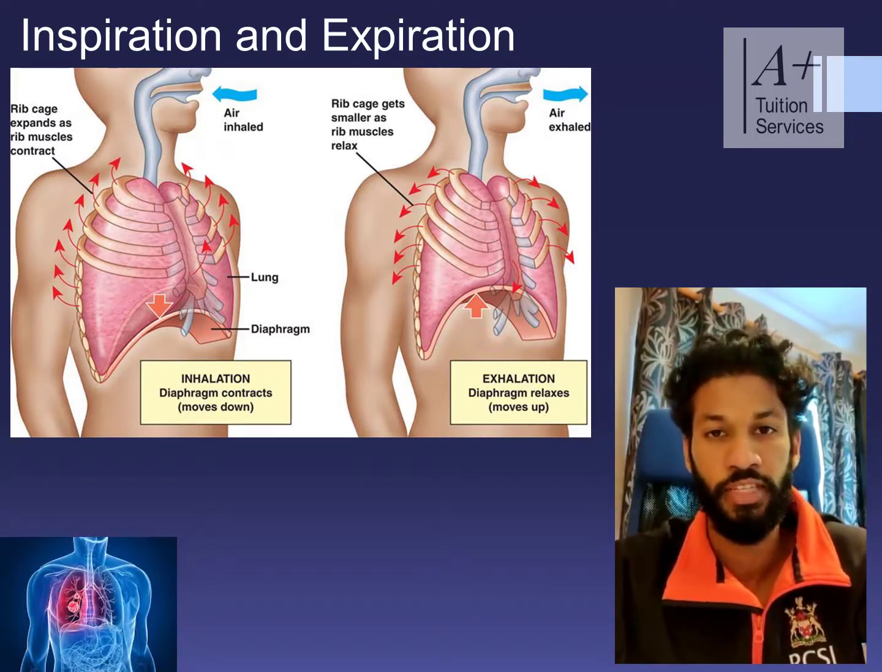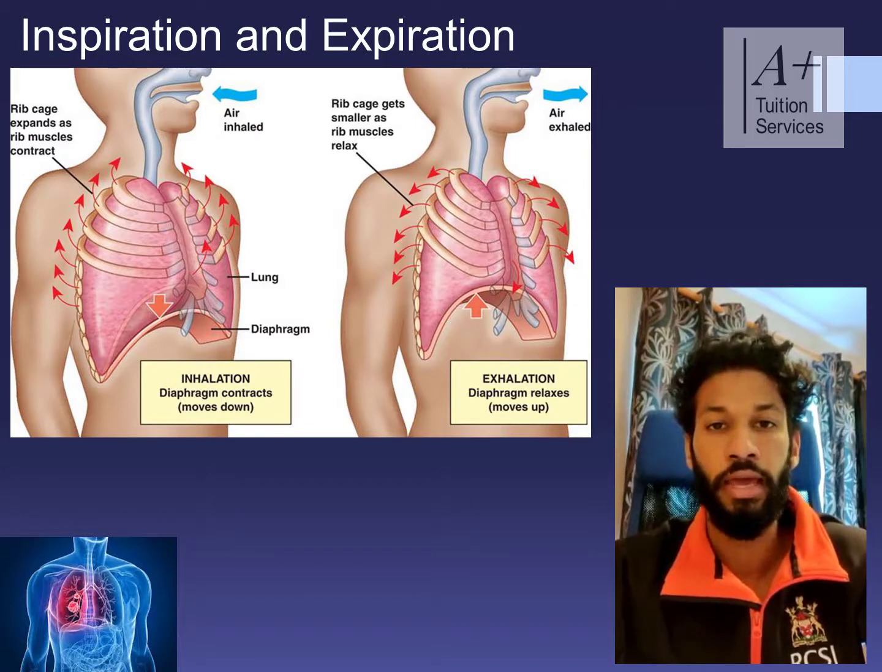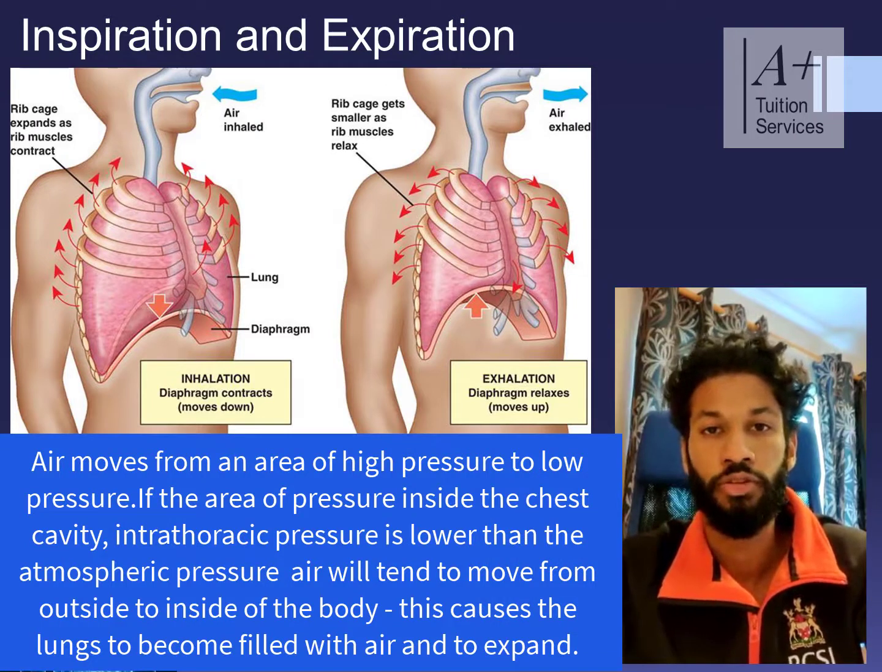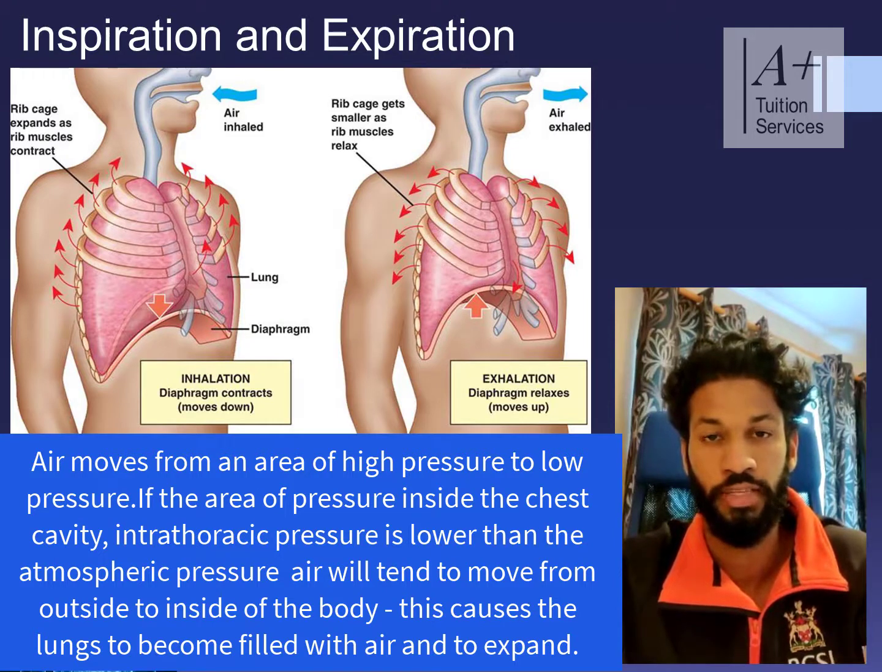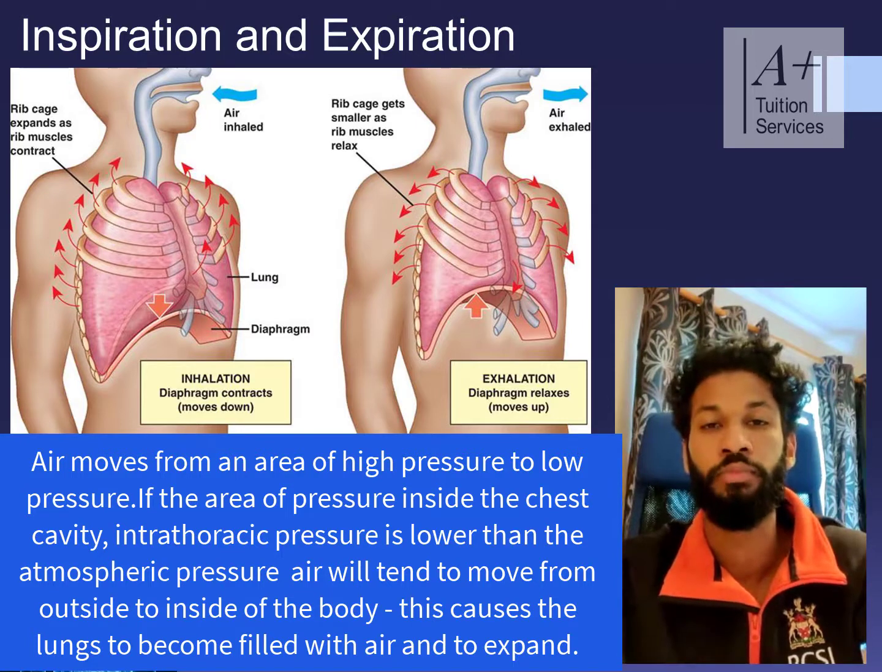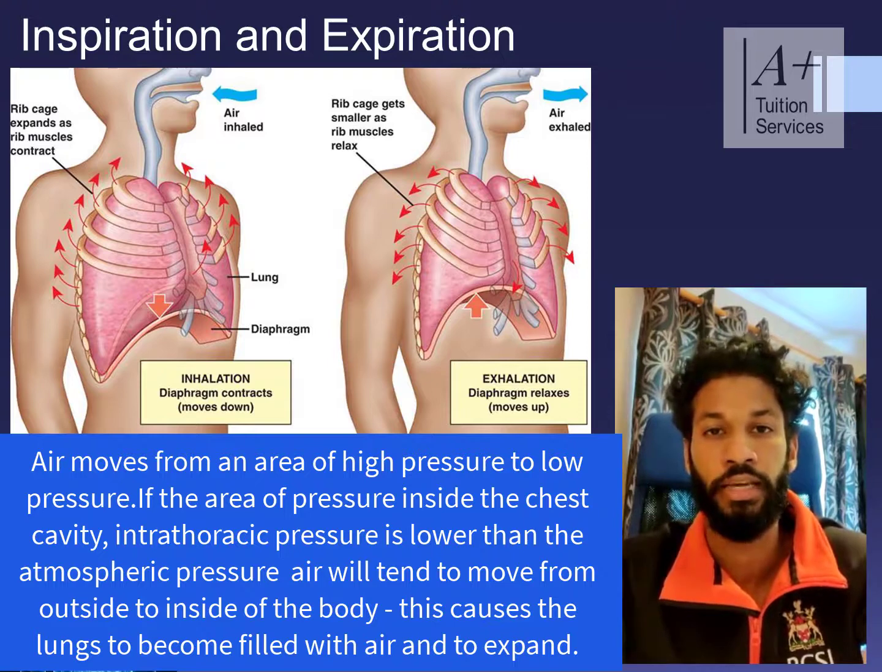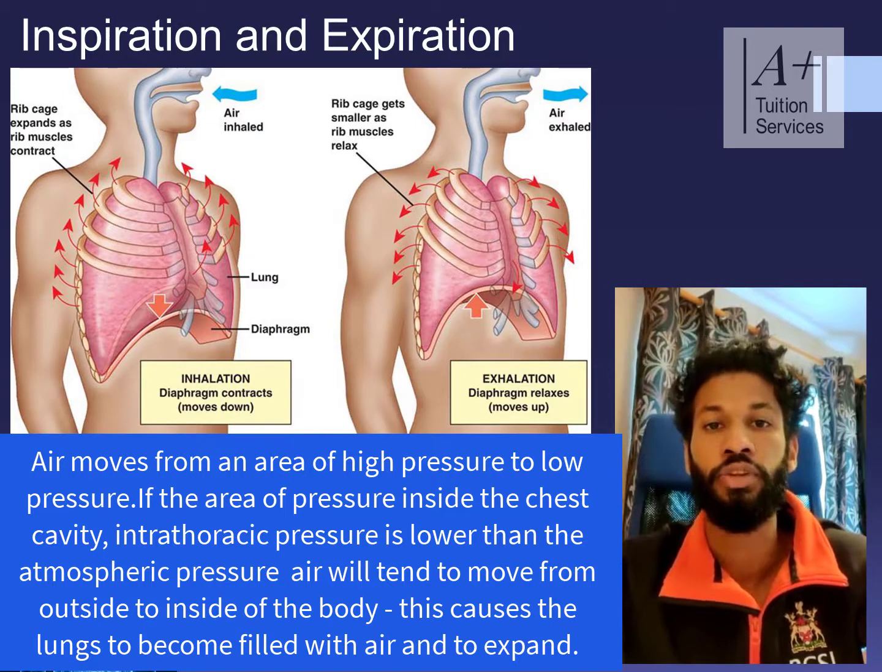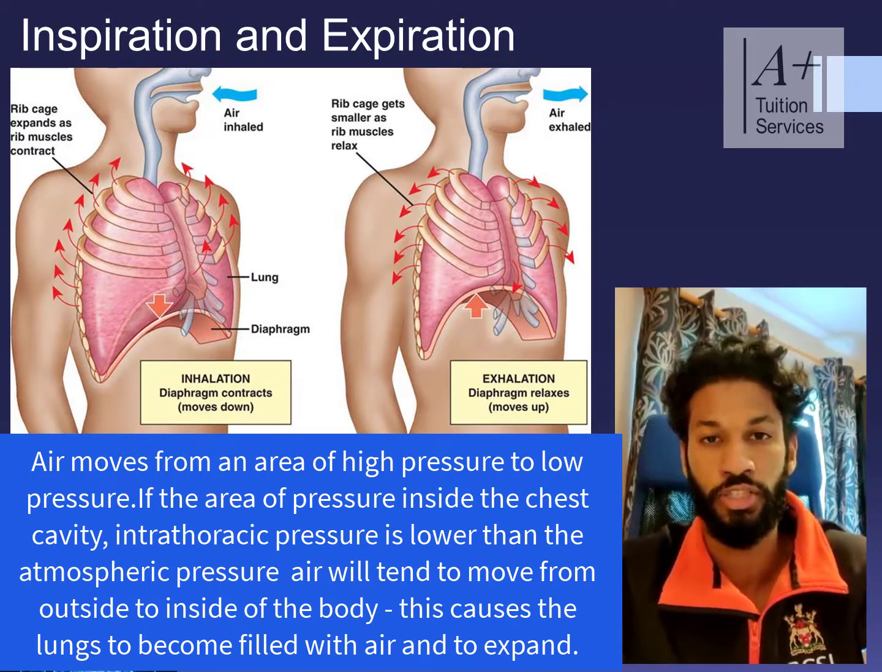I need to know a bit of physics for this part, because air tends to move from an area of high pressure to an area of low pressure. So if the pressure inside your chest cavity, known as the intrathoracic pressure, is lower than the atmospheric pressure, air will tend to move from outside to inside of the body. When it moves inside, this causes your lungs to fill with air and expand. As a result, air is brought into the body so it can be exchanged with the cells to bring oxygen into the body.